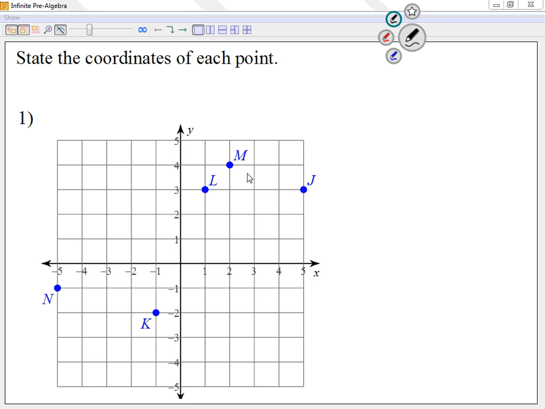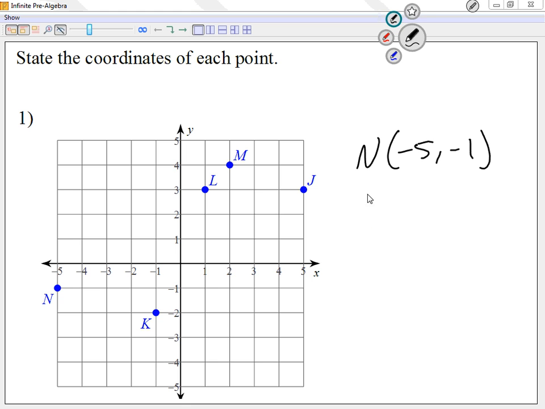So the order of the letters doesn't really matter, like which letter goes first. Just list them all. So if I look at N, the coordinates I will write for that one will be -5, -1. Okay, starting from the origin, I went 5 to the left and 1 down. Remember, the first number tells me right or left. The second number tells me up or down.